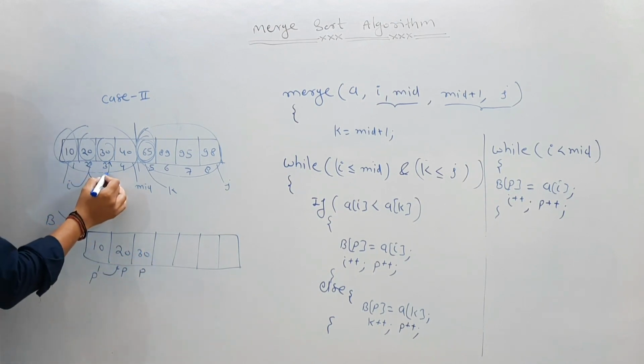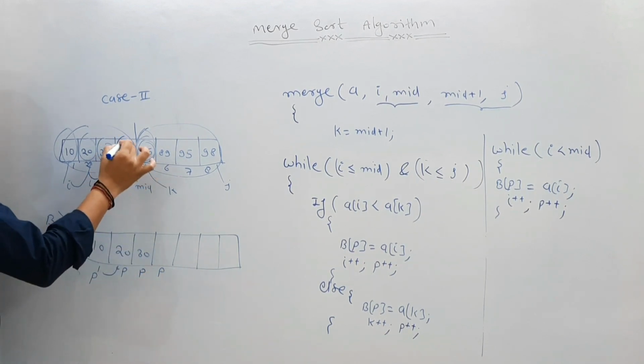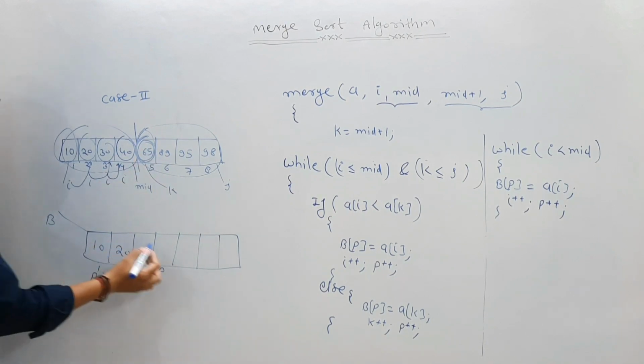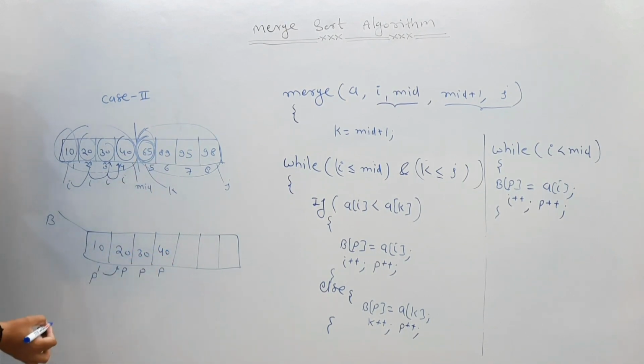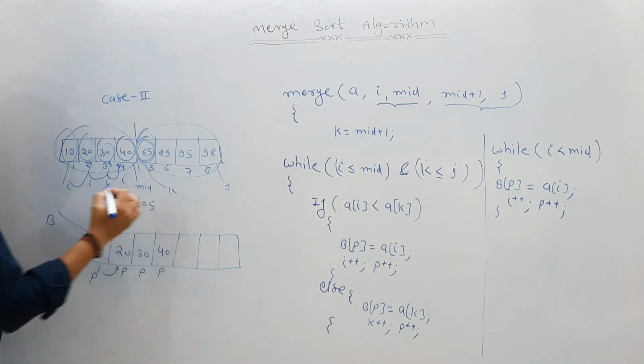Next, again we are going to increment I, so I will be incremented and P will also be incremented. Now again we are going to compare 40 and 65. Which one is minimum? Obviously 40 is minimum, so 40 will be copied here, correct? Then I again will be incremented, so I will become 5, correct?